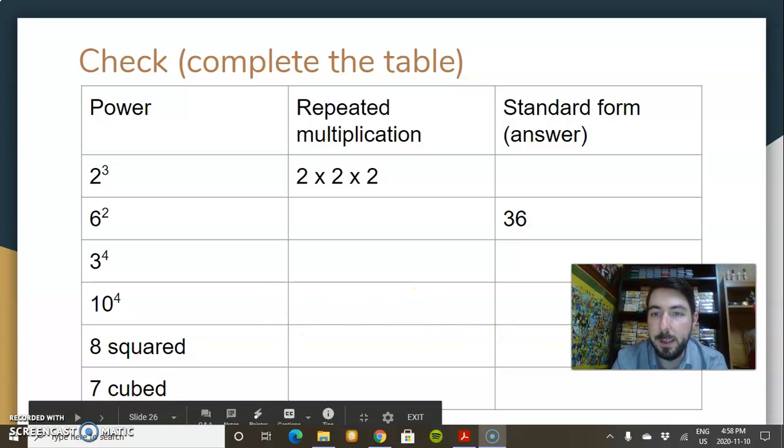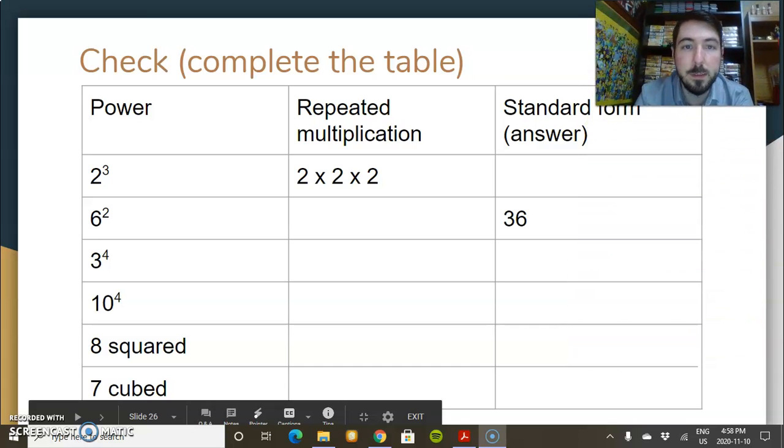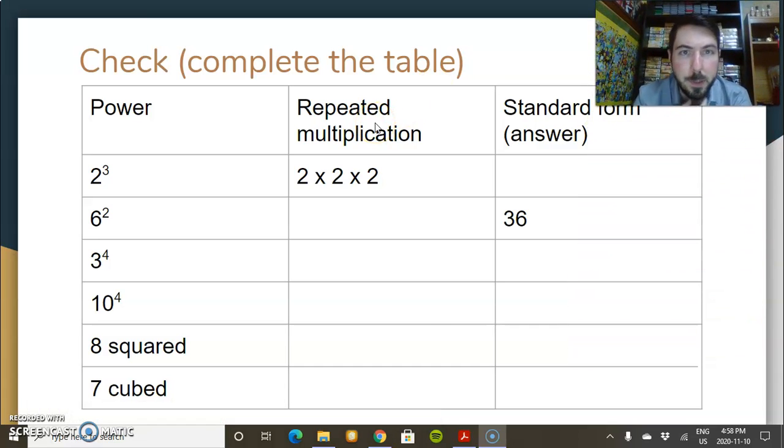Then the last thing is just this table here, which I believe is on the top of page 56. So 2 to the power of 3 is just 2 times 2 times 2. 6 squared equals 36. So again, I'll get you to pause the video here and write the repeated multiplication into your notes, and then the answer as well.